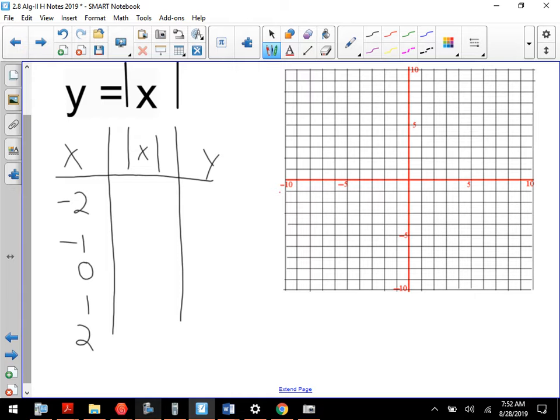So if I throw -2 in there, what's the absolute value of -2? 2. Absolute value of -1. What's the absolute value of 0? Absolute value of 1. And the absolute value of 2.